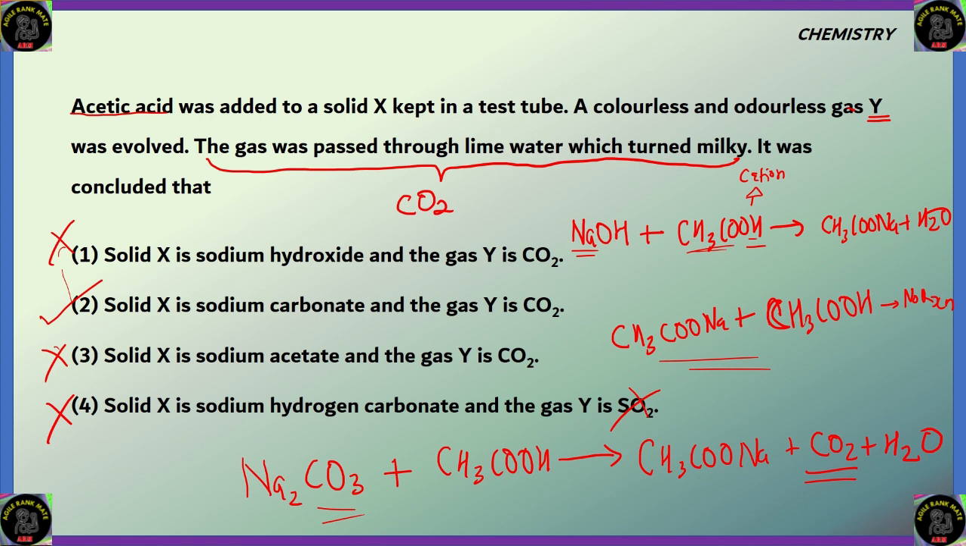So here we can see that the colorless, odorless gas CO2 is evolved, which turns lime water milky. So from this we can confirm that option 2 is the correct option, where solid X is sodium carbonate and the gas Y is carbon dioxide. Note that solid X could also have been sodium bicarbonate or sodium hydrogen carbonate. That is, in the case of number 4, it is given. However, in that option, the gas Y is given as SO2, which is incorrect. Therefore, option 2 is the correct answer for this question.